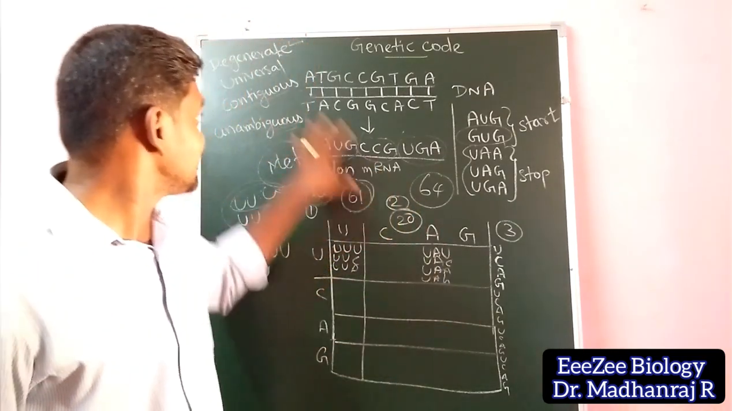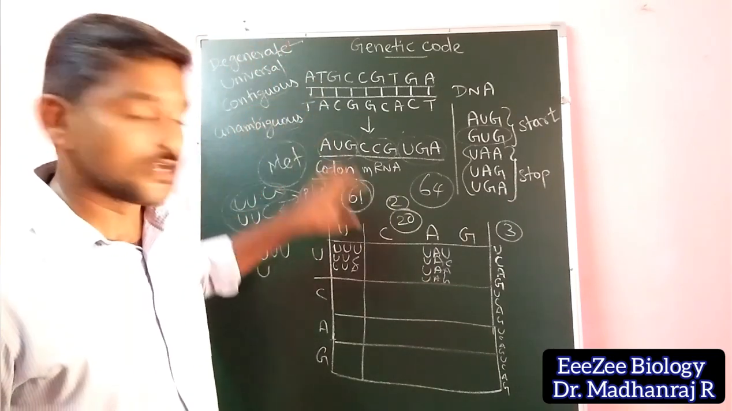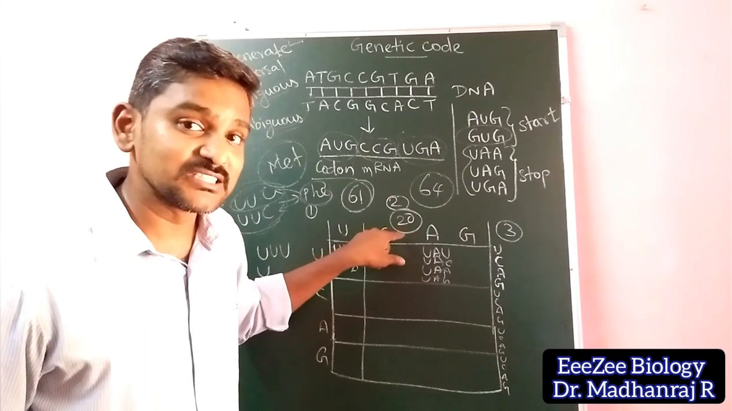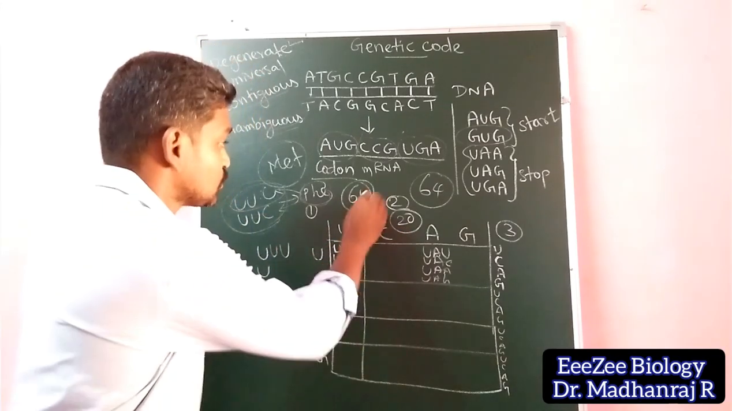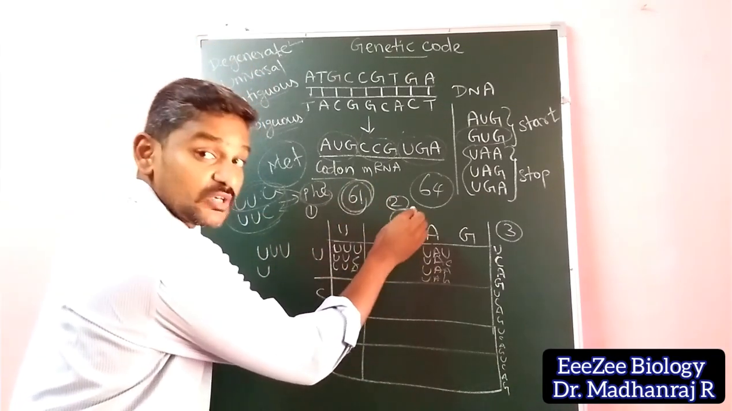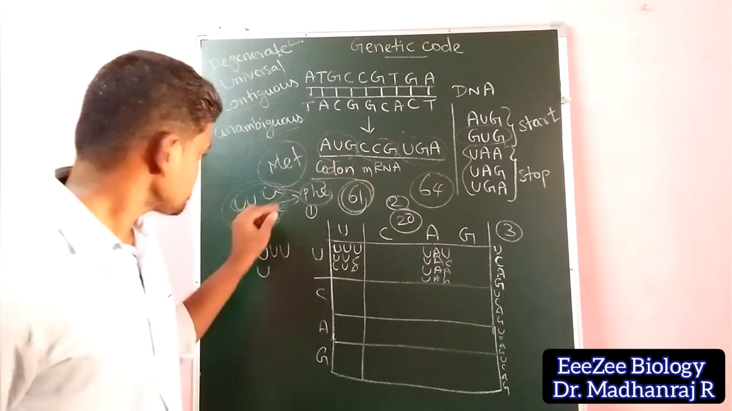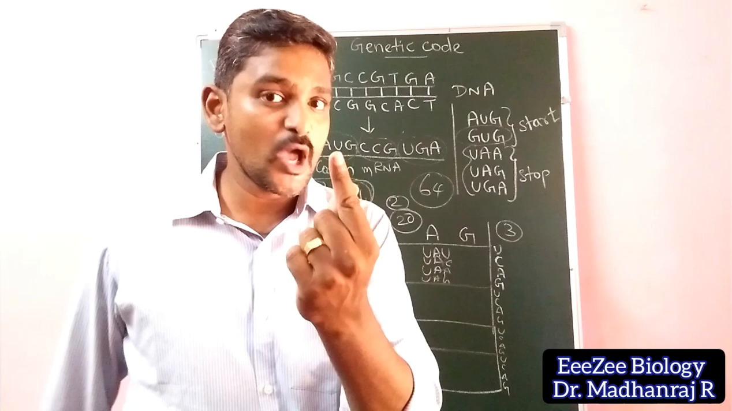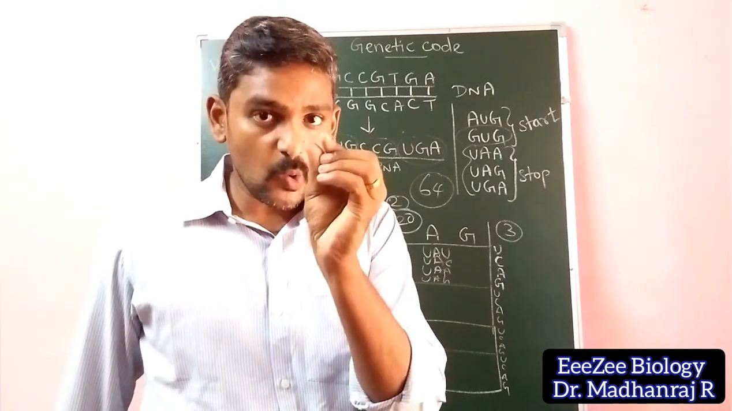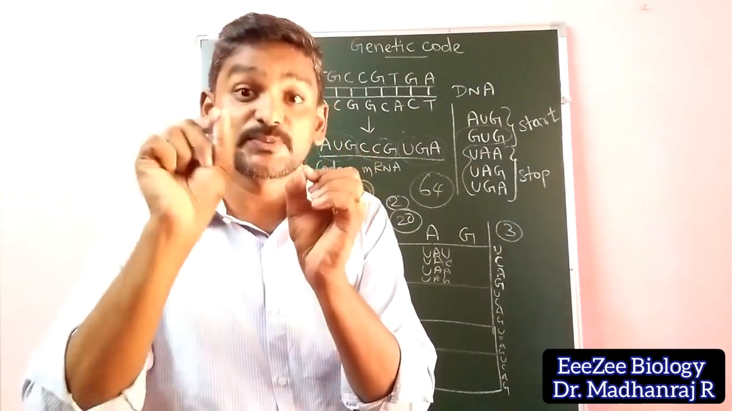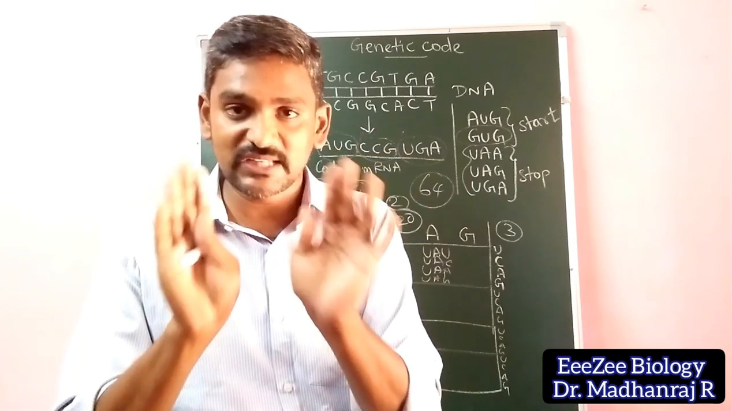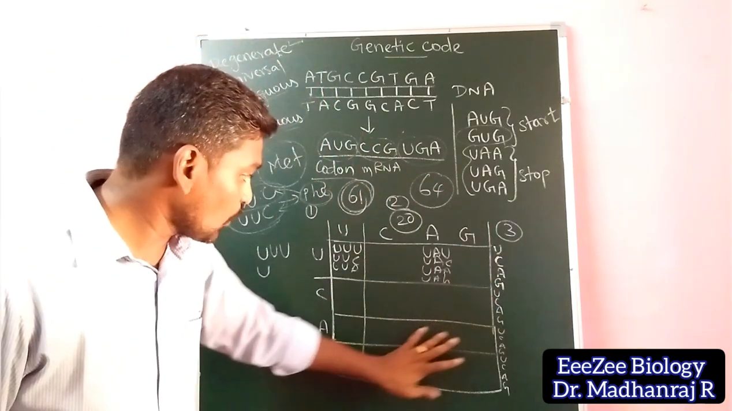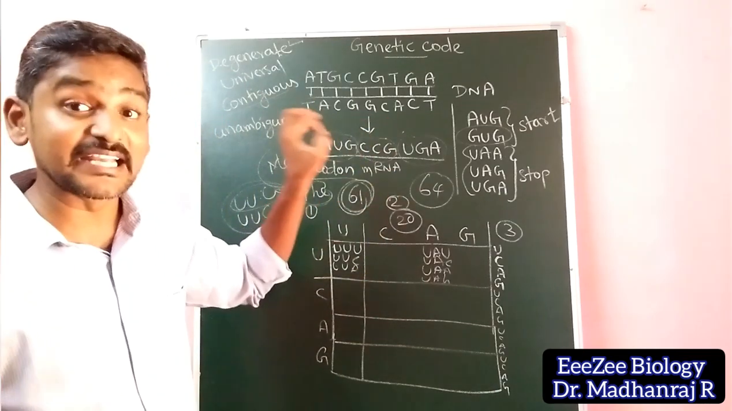So from this you can easily match. Codons are more in number, whereas amino acids are very few. So 61 codons are coding for only 20 amino acids. That means many codons can code for a single amino acid, whereas a single codon codes only for one particular amino acid, specific. You should not confuse this. That is called unambiguous and degeneracy. So this is the overall concept of the genetic code.